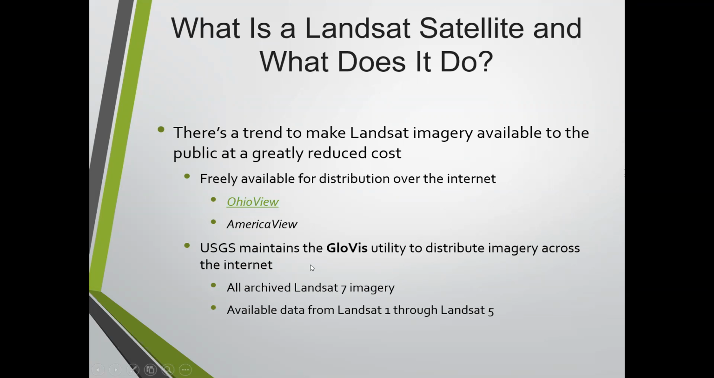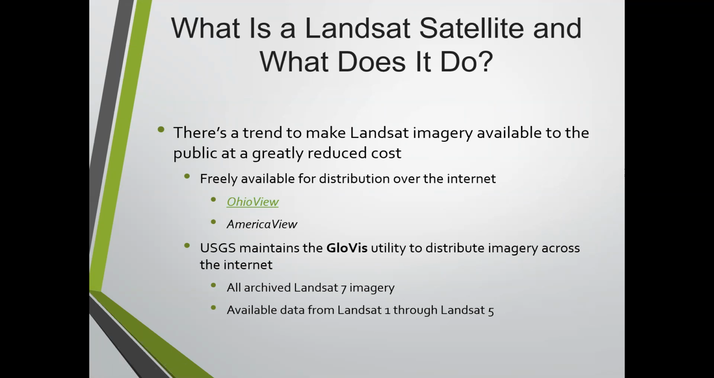The USGS, the US Geological Survey, is going to maintain certain data. They have this GloVis utility that they use to distribute satellite imagery across the internet, and so they have satellite imagery archived from Landsat 7. Okay, not all of it. There are available data sets from Landsat 1 through 5. Remember, there was no 6.